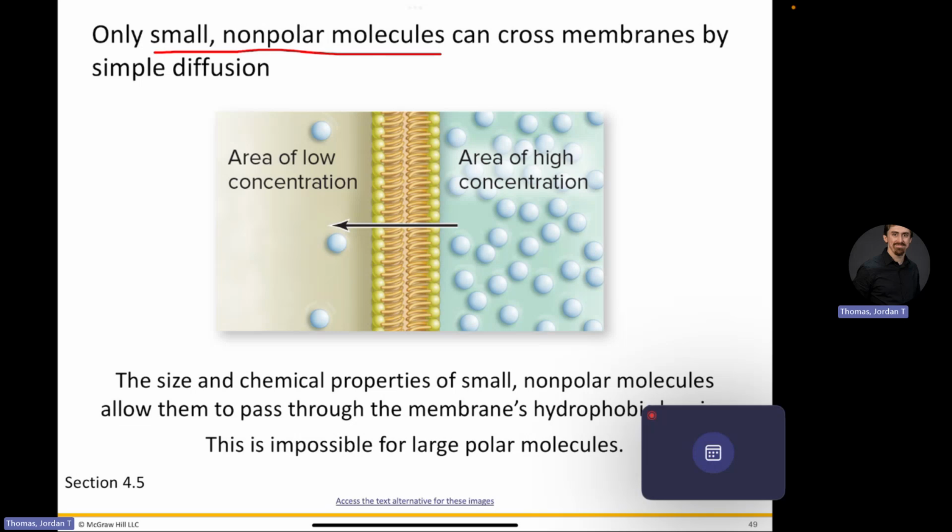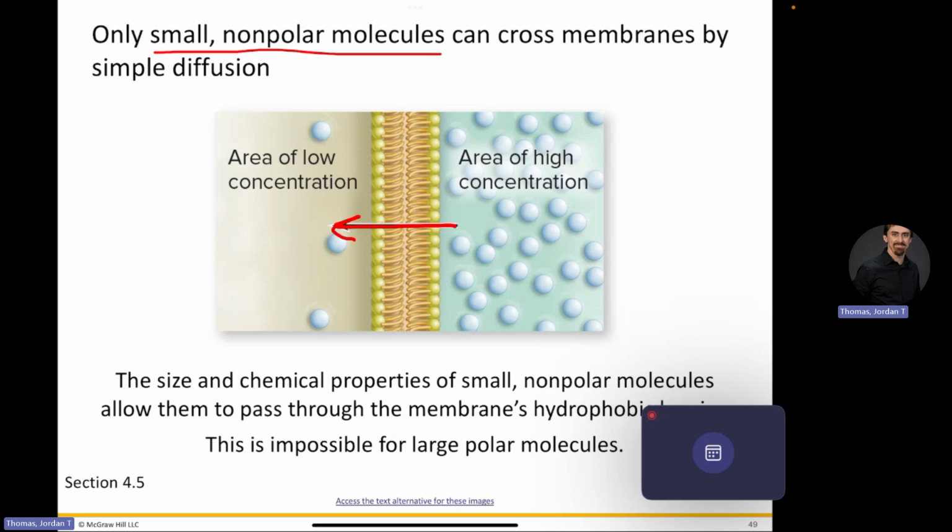So remember, with simple diffusion there's no protein involved, it's a type of passive transport, and it's only small nonpolar molecules. The size and chemical properties of small nonpolar molecules allow them to pass through the membrane's hydrophobic barrier. It is impossible for large polar molecules. So small nonpolar molecules are special. They can go straight through the membrane on their own. They don't need an escort or help from proteins.